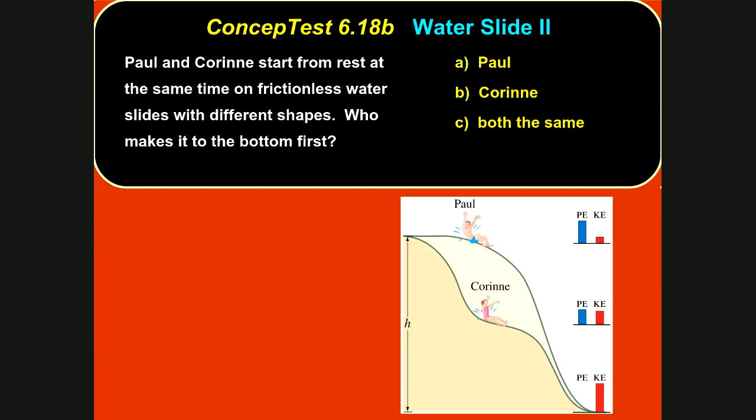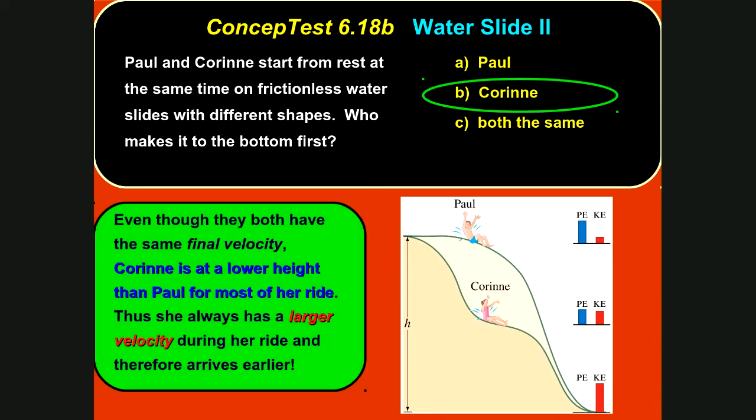And then there is something like this, a common thing to see in water parks. Paul and Corinne start from rest at the same time on a frictionless water slide with different shapes. So Paul is on a higher region and Corinne is on a lower region. Who makes it to the bottom first? Paul, Corinne, or both at the same time? Although this is an easier one, because Corinne has already covered half the distance, she will reach the bottom first.